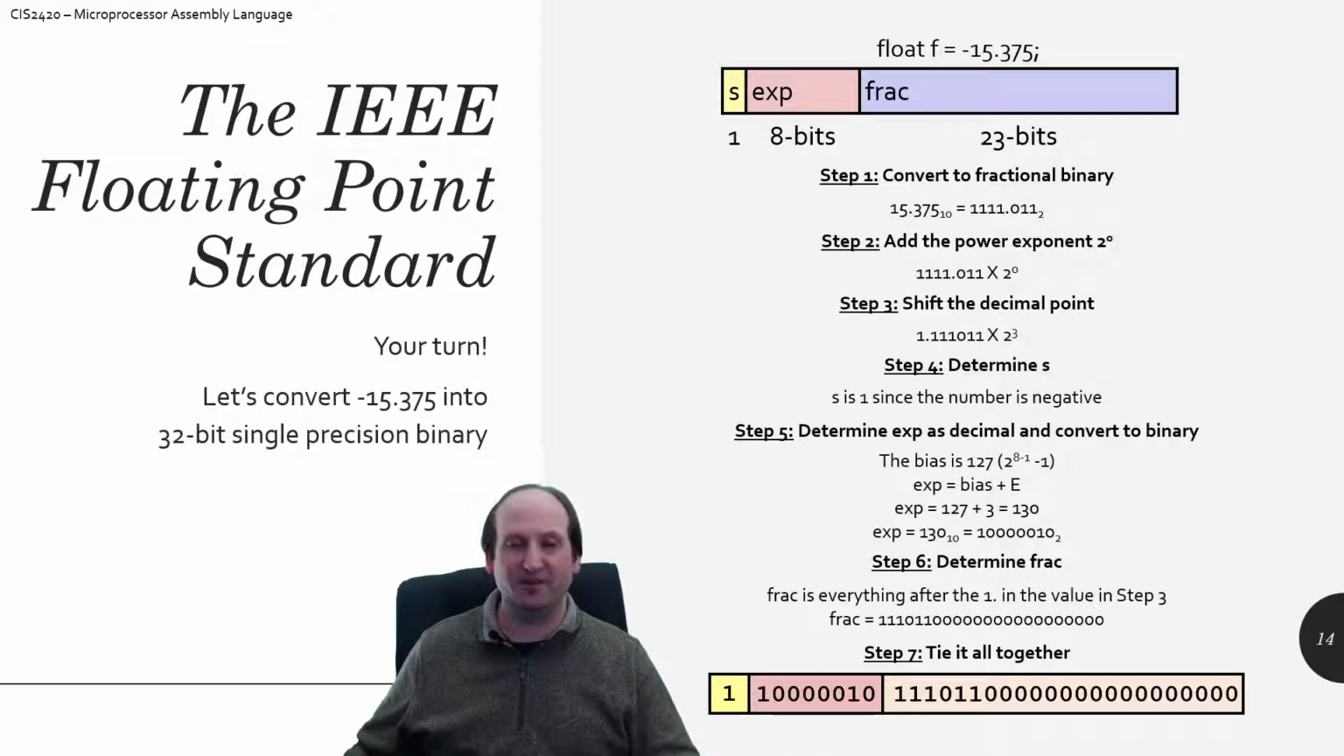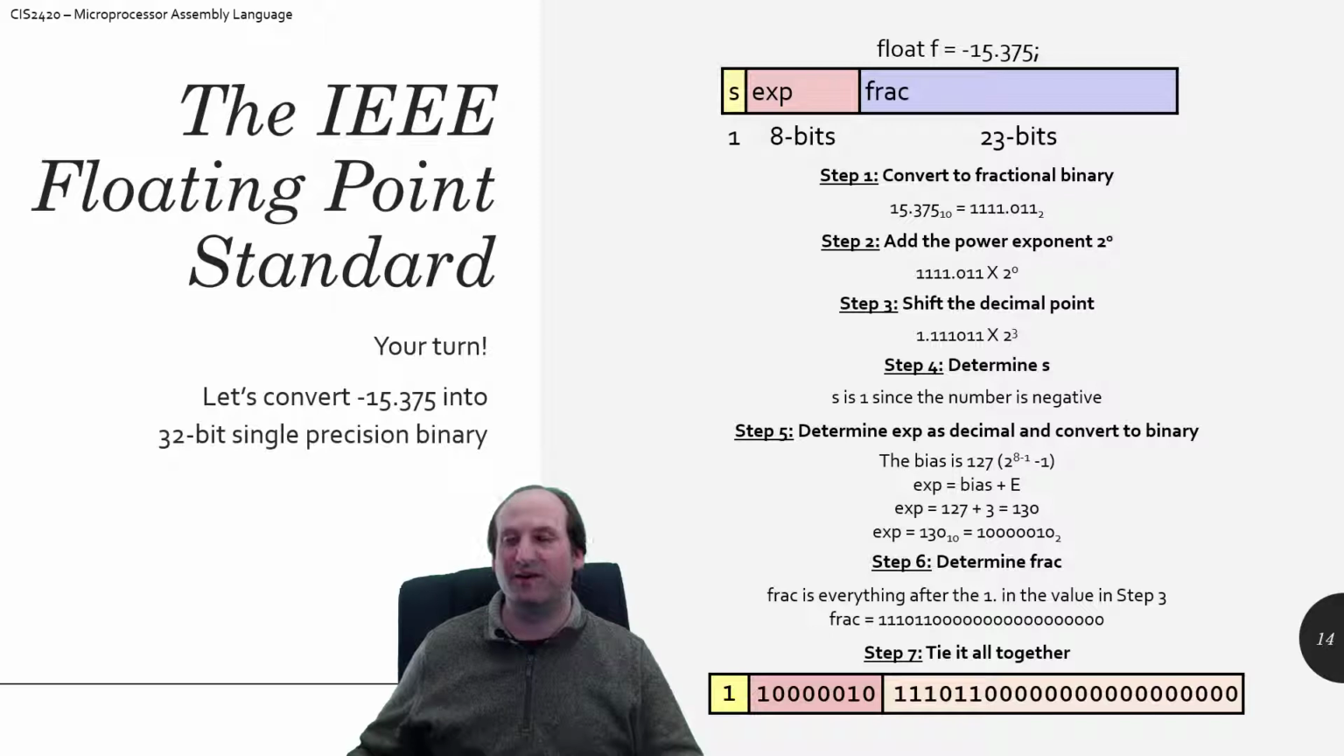Step 3, shift over the decimal point. I need to go three spaces over in order to make it a 1 dot something so that I get my scientific notation. So 1.111011 times 2 to the 3rd power gets me the end of step 3. The final steps just tie it all together. Once I have that binary scientific notation down correctly, I'm ready to go.